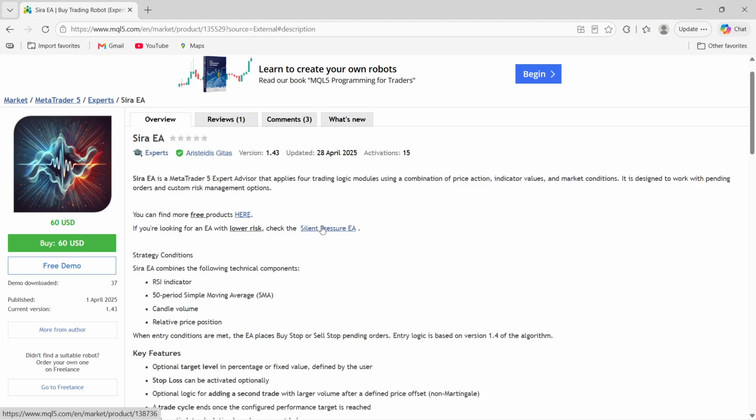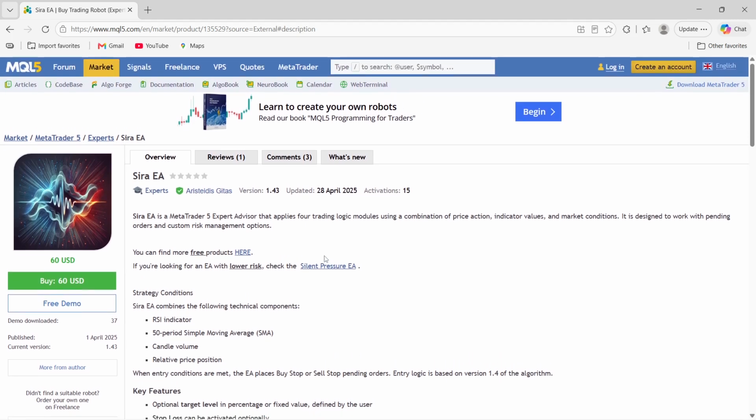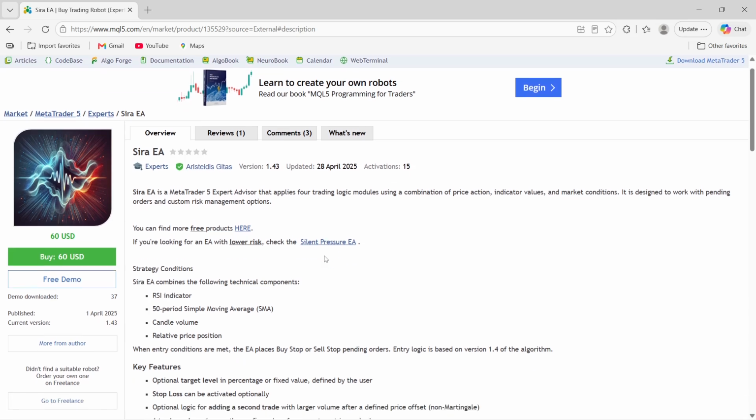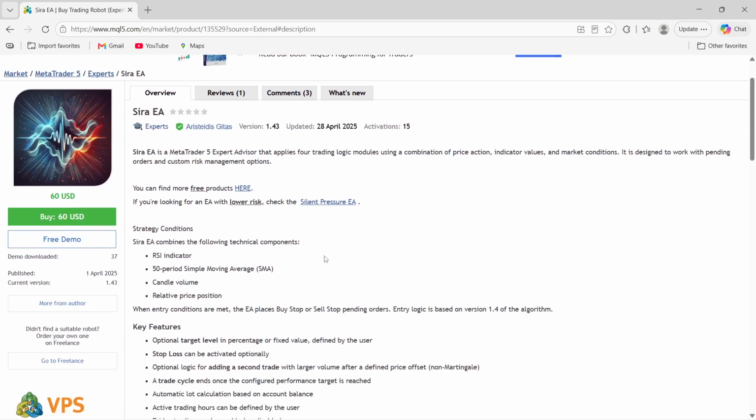All right, so that's my honest take on Sira EA. It's more thoughtful than a lot of EAs on the market, but it's not a magic box. It's a directional system with some smart filters plus a recovery layer that can help or hurt depending on how you configure it and what the market is doing.